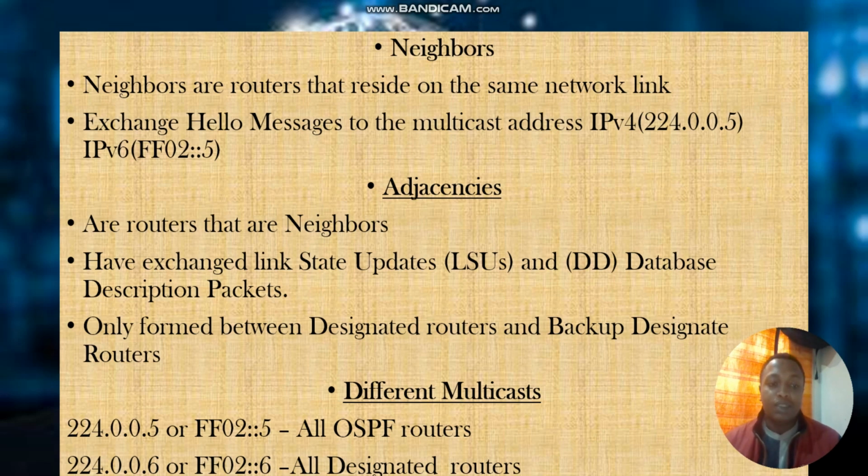We talked about OSPF neighbors, which are basically OSPF routers joining the multicast address of 224.0.0.5 in IP version 4 and FF02::5 in IP version 6. Those are all OSPF routers. But when you're talking about designated routers, they join the multicast address of 224.0.0.6, and in IP version 6, that is FF02::6. These are all designated routers.